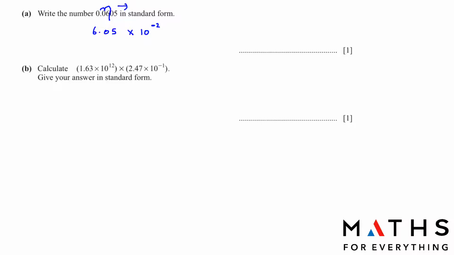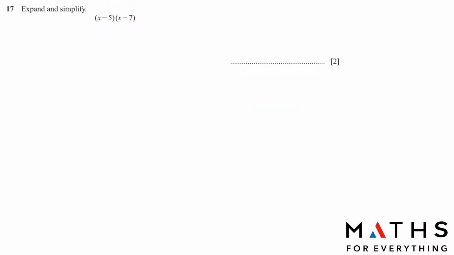Part B, calculate this whole thing and give your answer in standard form. This is actually quite easy. You just put it in the calculator the same way and you will get the answer 4.0261 multiplied by 10 to the power of 11.